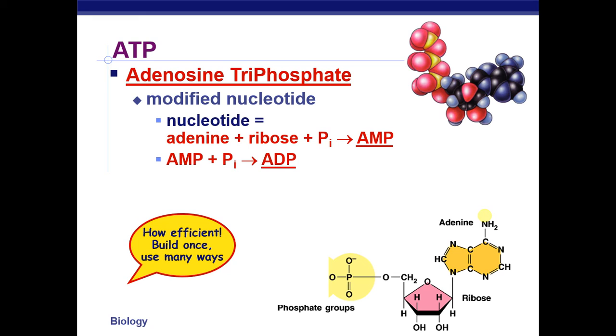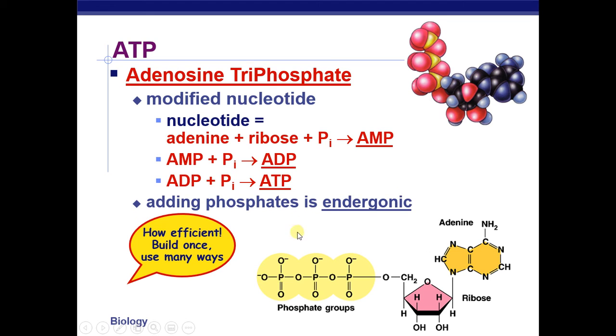So we can take this nucleotide, which we can call adenosine monophosphate. There's one phosphate. We could add another phosphate to it and make it adenosine diphosphate. That's what ADP stands for. Or if we added a third one, we'd make ATP, adenosine triphosphate. That's the only difference between all of these three, which you'll see, is how many phosphate groups it has.